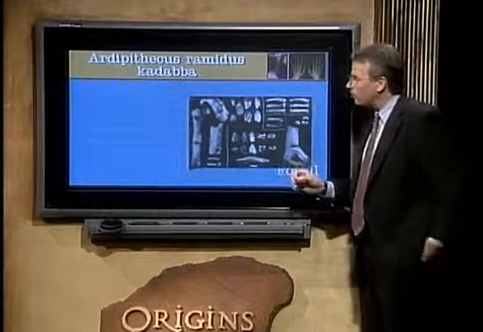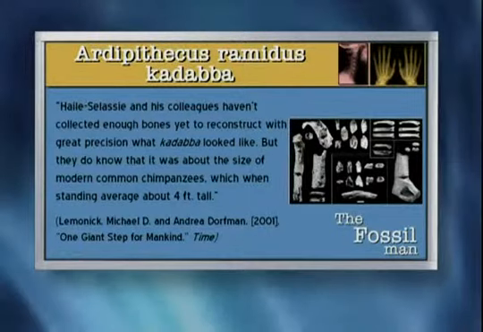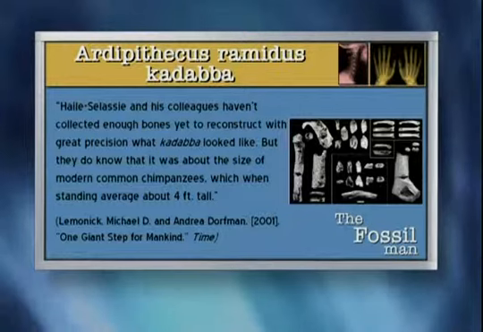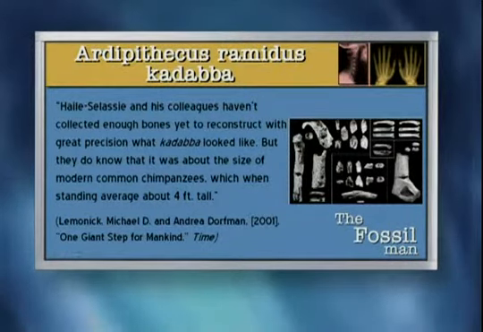That's precisely correct. And if you think for just a moment about the fact that a lot of young people saw that cover, and then how many of those young people actually read the article where the authors made this admission? They said Haile Selassie and his colleagues haven't collected enough bones yet to reconstruct with great precision what Kadabba looked like. But they do know that it was about the size of a modern common chimpanzee, which when standing averaged about 4 feet tall.